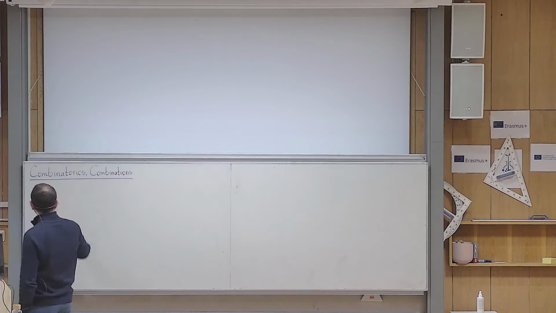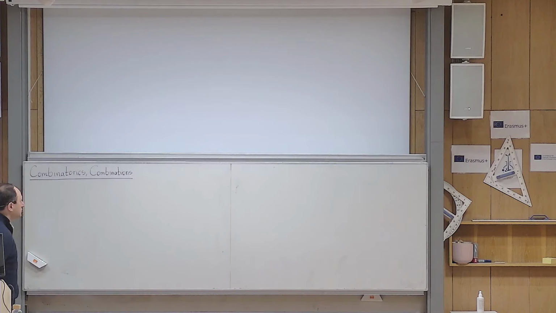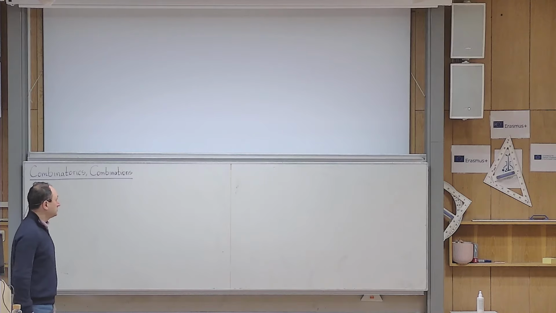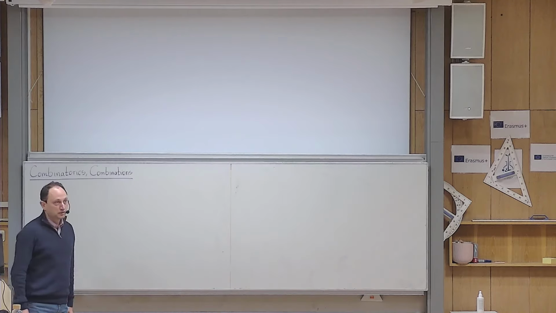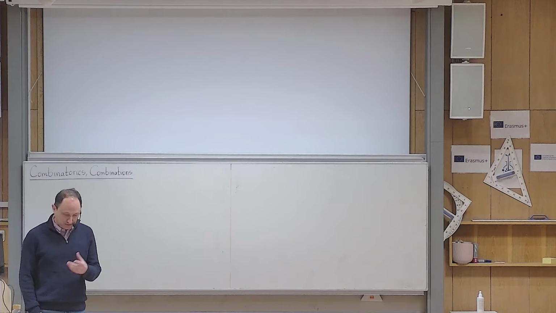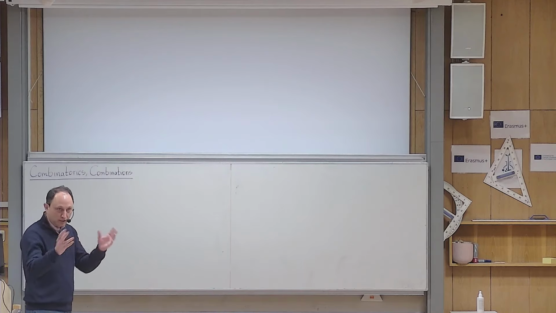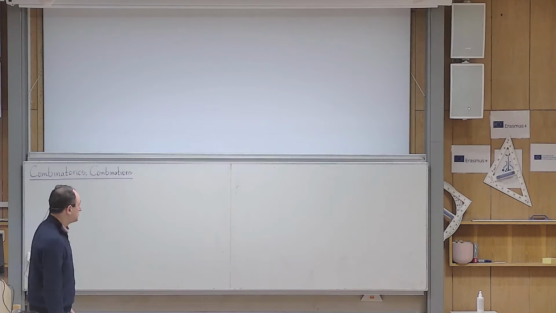Again, we want to continue with combinatorics. So far, we have considered the cases in which the order matters, and then we call them permutations. Now we want to talk about arrangements or items in which the order doesn't matter, but the combination of the objects as a group matters.